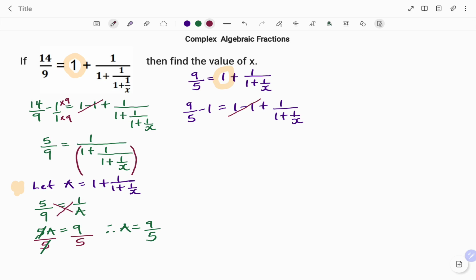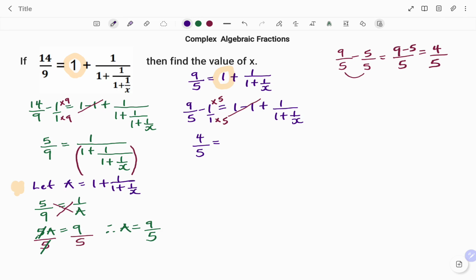On my left hand side, I have this as over 1. To make the denominator the same, I multiply both the numerator and the denominator by 5. So I have, on my right hand side, 9 over 5 minus 5 over 5. Note that 5 over 5 is the same thing as 1. The denominators are the same, so if I place all under the same denominator, I have 9 minus 5. That's 4 over 5. So on my left hand side, I replace that with 4 over 5.